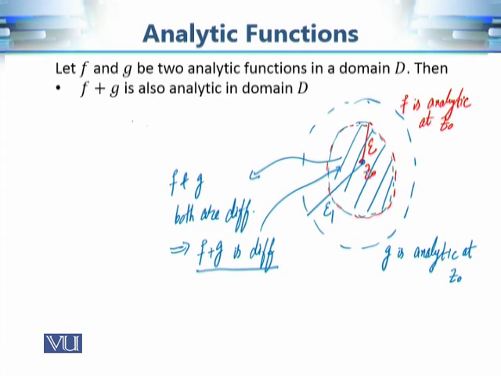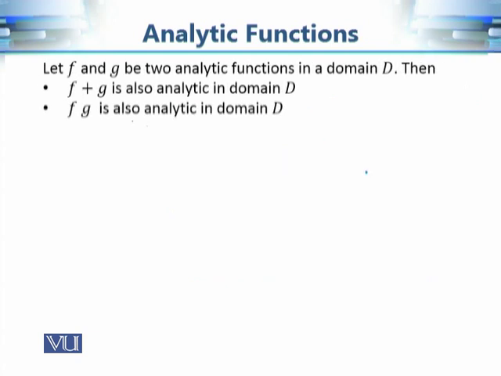Now similarly, if we have a difference of the functions, f minus g, then the same argument holds. And if we have a product of two functions, then the same argument will show that the product is also analytic. So in other words, if f is analytic at point z0 and g is analytic at point z0, then their product is analytic at the same point z0. In general, if f and g are analytic in a domain D, then f times g is also analytic in that domain D.